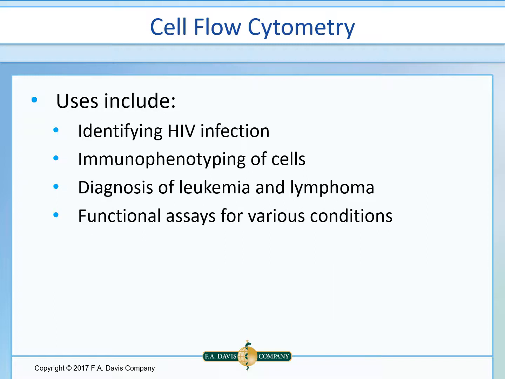Flow cytometry is frequently used in leukemia and lymphoma diagnosis. In addition, flow cytometry has been used in functional assays for various diseases. It's been used to identify HIV infection and for immunophenotyping of cells.